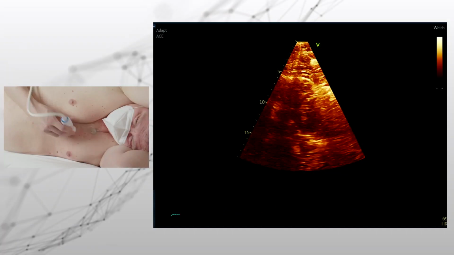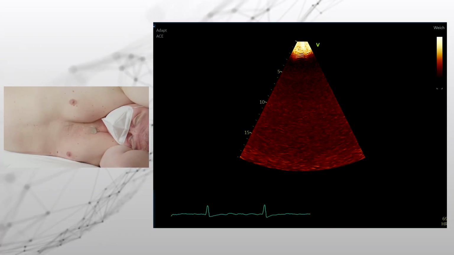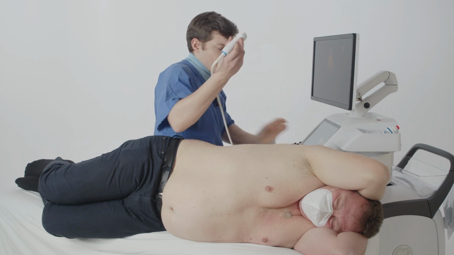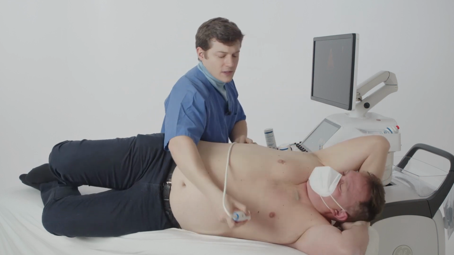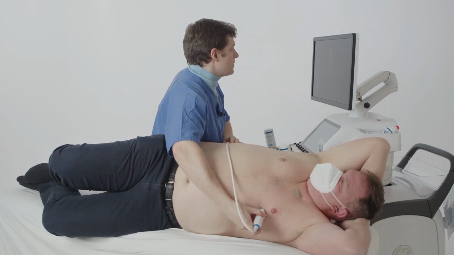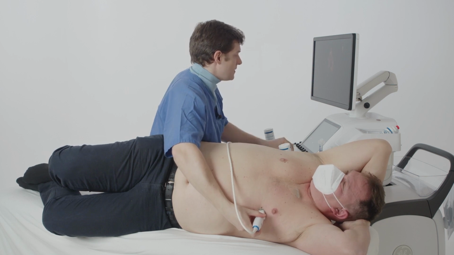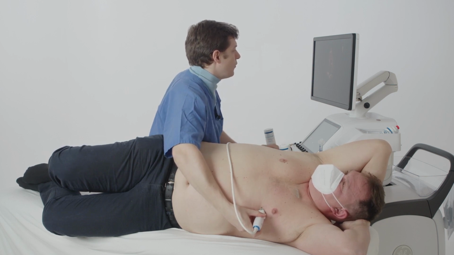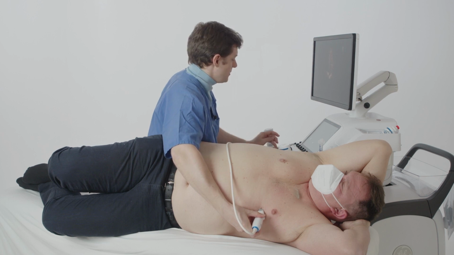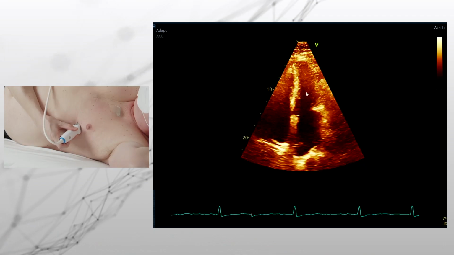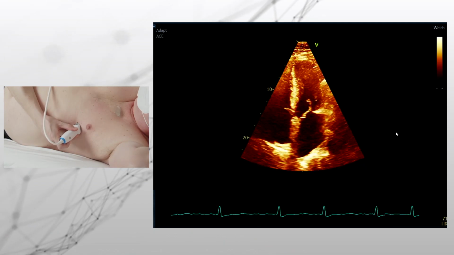Continuing with our evaluation of this patient, we move to an apical view. So we have to change his position a little bit, and then we start with an overall 4-chamber view. So we want to see all 4 chambers. We have the left atrium, the right atrium, the left ventricle, the right ventricle, and we save this image.